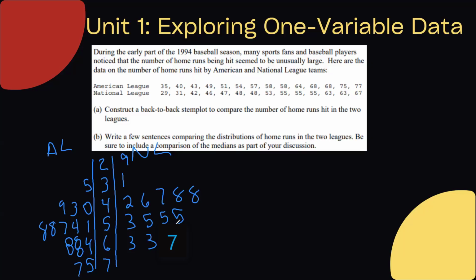Now we want to write a few sentences comparing the distributions of the two leagues. Be sure to include a comparison of the medians as a part of your discussion. Now, overall, the American League teams hit more home runs than the National League. You can see that easily from the data values in 1994. Also, the median for the American League was 57.5.